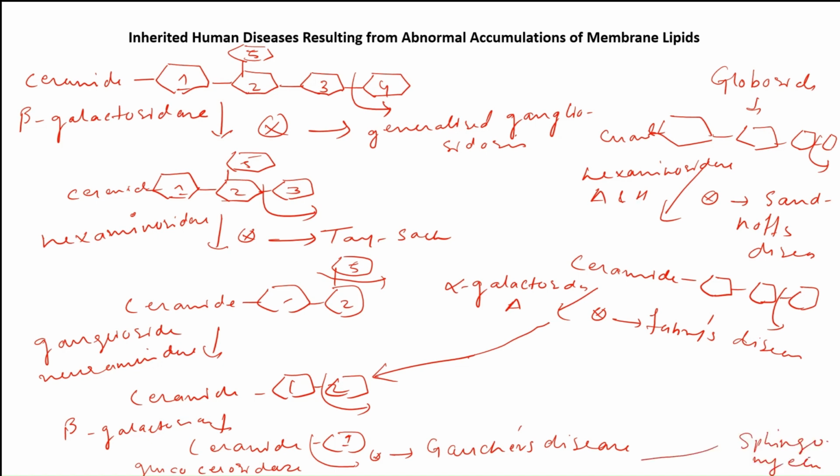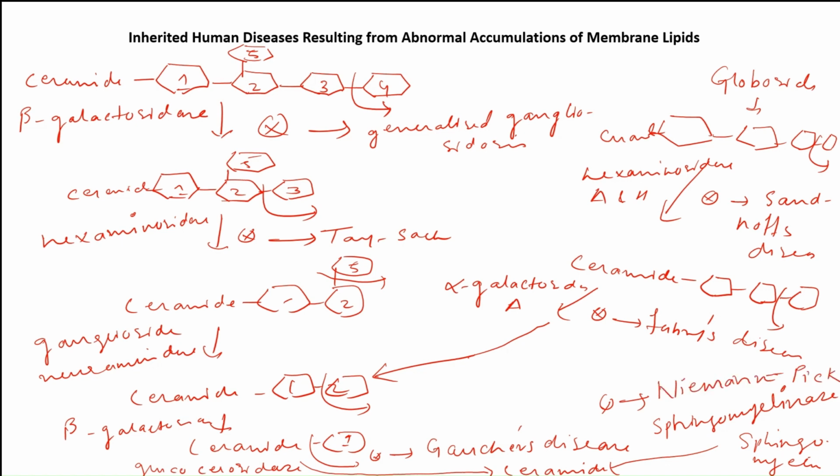It will also give free ceramide. Free ceramide will come from here after removal of this last carbohydrate. So this is degraded with the help of sphingomyelinase. If not degraded, it causes the disease known as Niemann-Pick disease. These are the diseases that result due to abnormal accumulation of membrane lipids.